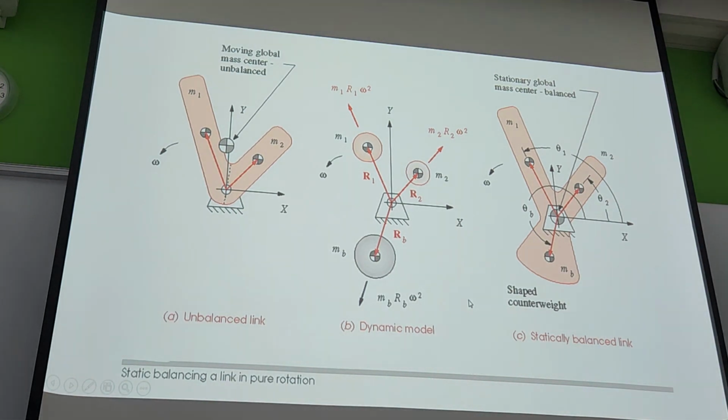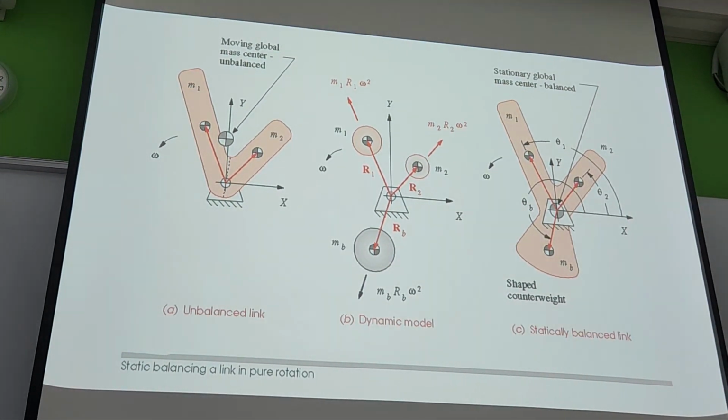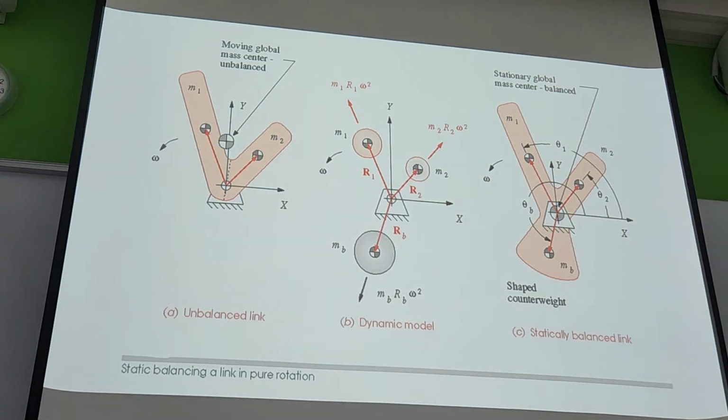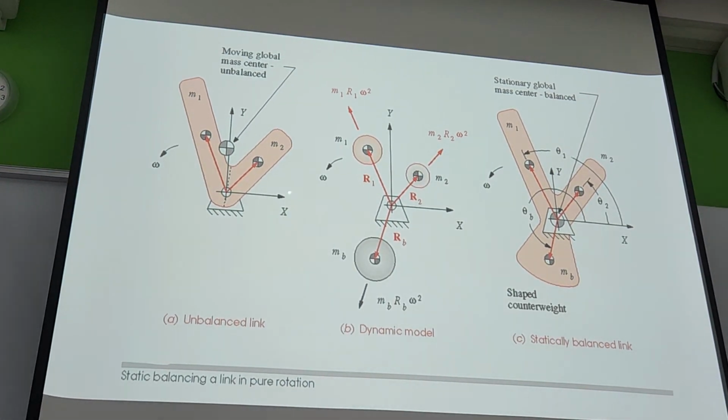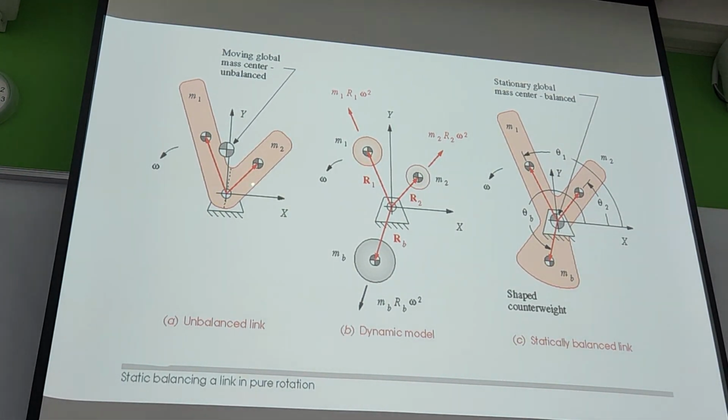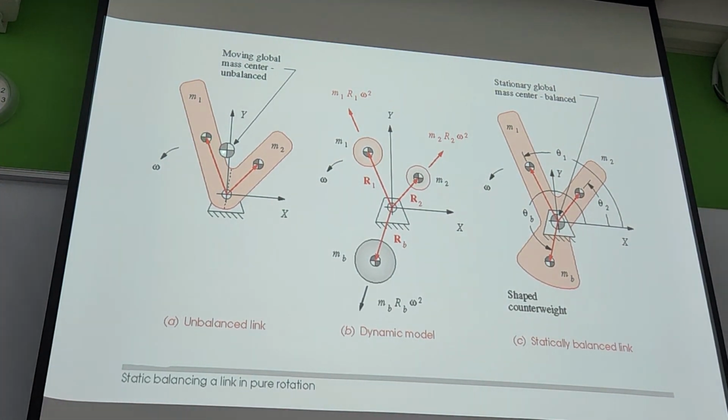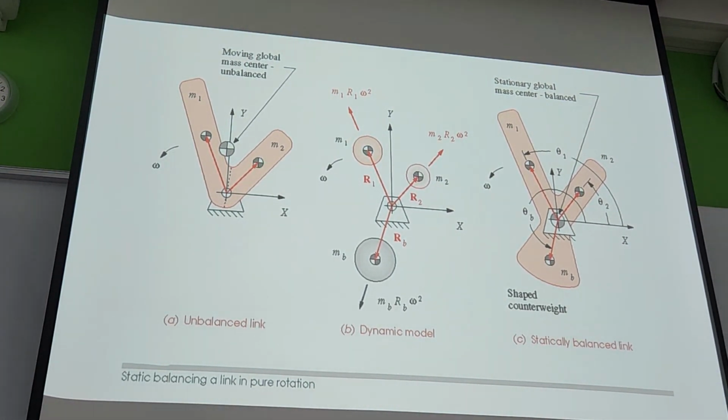Consider here a link in rotation. You can come this side, easy for me. You can see a simple link in rotation with respect to a fixed axis here. This is your global coordinate system, x and y. Now, link 1 has a mass m1, link 2 has a mass m2. These dotted things will show the centroids.